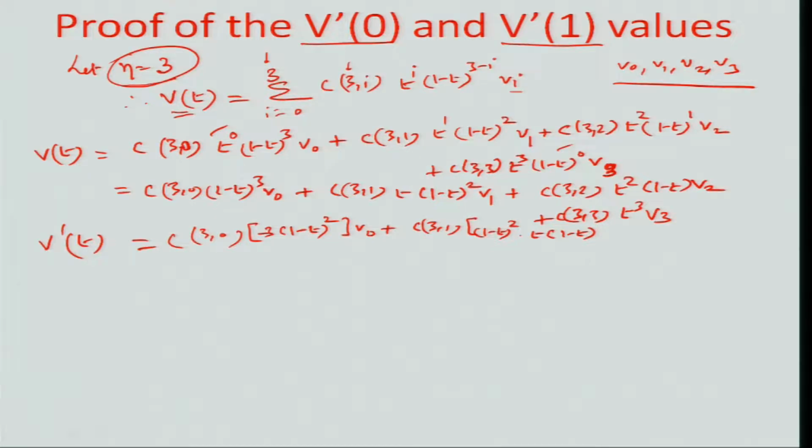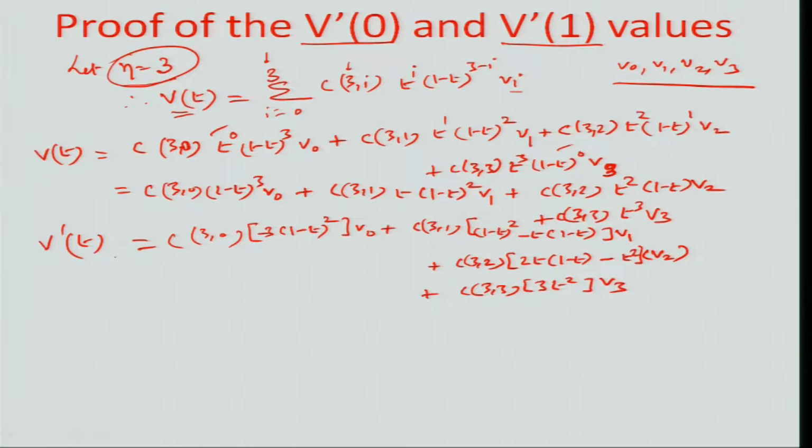So, minus t times of (1 minus t) times of v1 plus, similarly, C32 times of twice t (1 minus t) minus of t square times of v2, okay, plus C33 3t square v3.